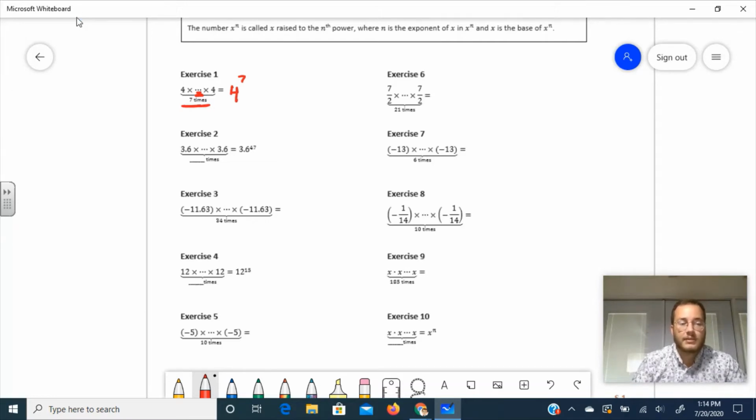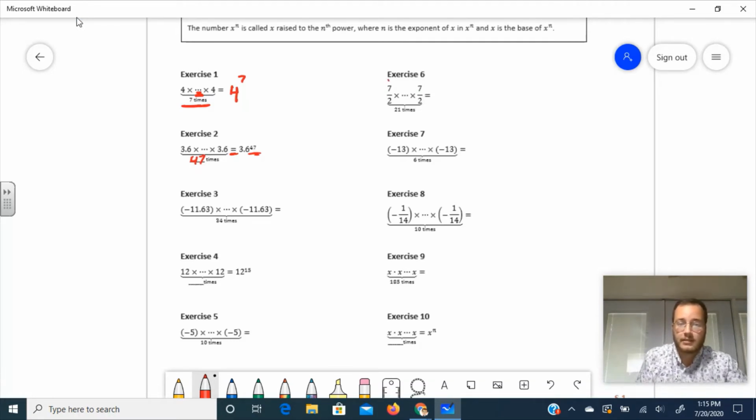Exercise 2, 3 6/10 times 3 6/10, 3 6/10 for a total amount, and the product, or the exponential notation, is 3 6/10 to the 47th power. So looking at that, I can ask myself, well, how many times is it multiplied? Well, if its exponent was 47, then it was multiplied 47 times. Let's go up here to exercise 6. I'm going to work a few of these, and then I want you guys to finish the rest.